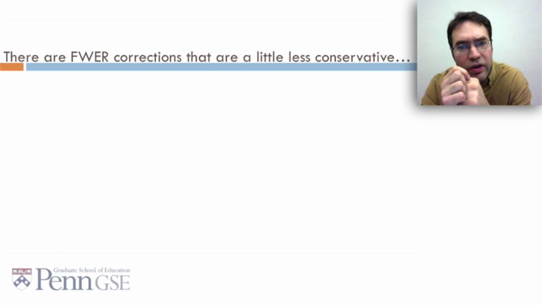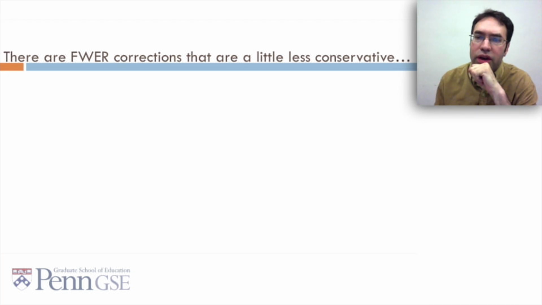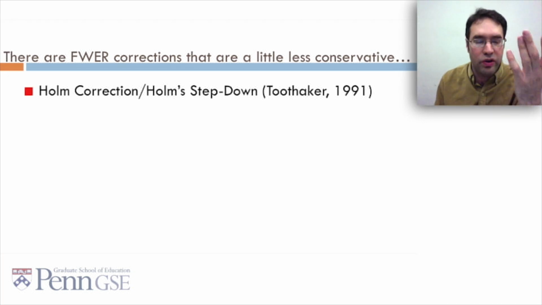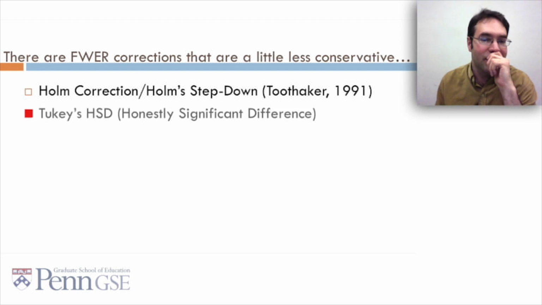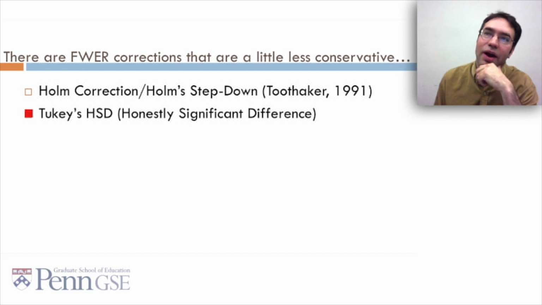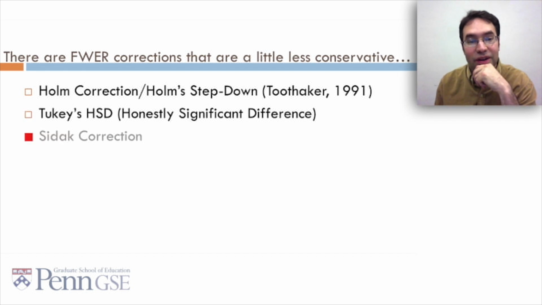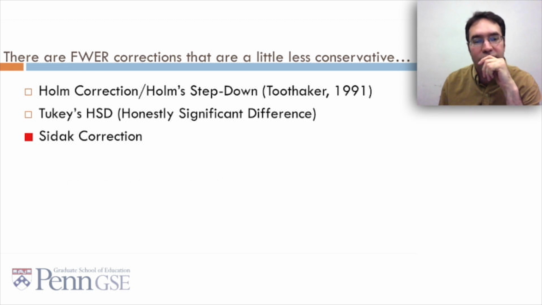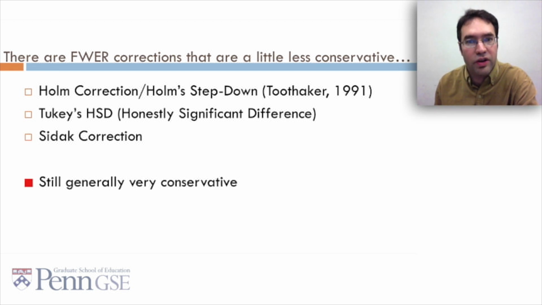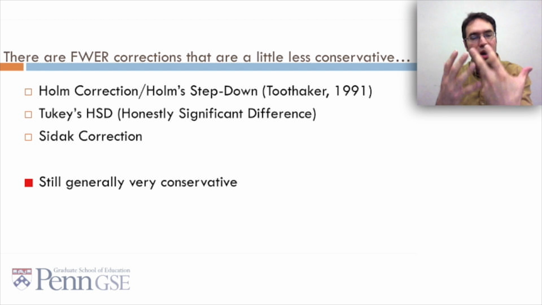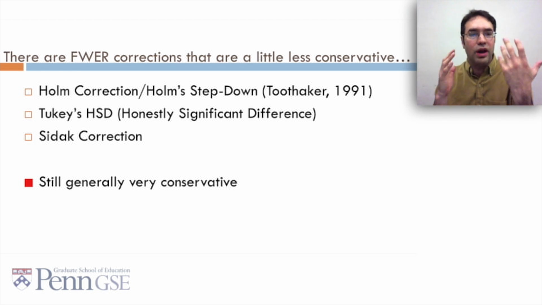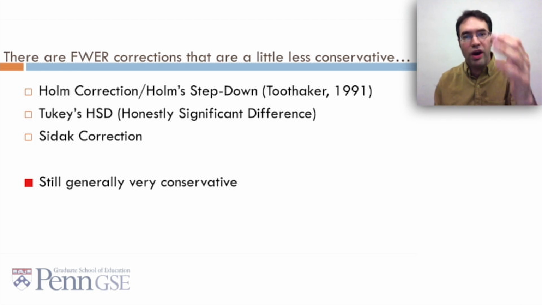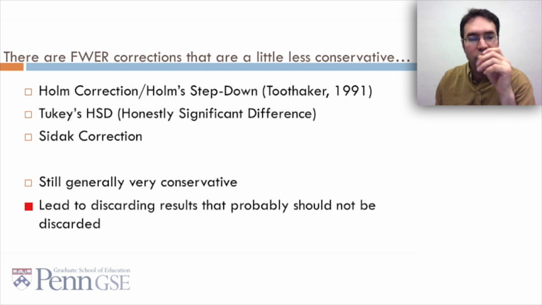There are FWER corrections that are a little less conservative than Bonferroni. People have been worrying about this problem for a while, including the Holm correction or Holm step-down. Sounds pretty awesome, right? Like a dance. Tukey's honestly significant difference. That's a name. How can you argue with an honestly significant difference? The Sidak correction, I like that one relatively. But these are all still generally very conservative because they still all try to make sure that none of your tests are going to be not statistically significant. They want to make sure everything's okay. And this leads to discarding results that probably shouldn't be discarded.